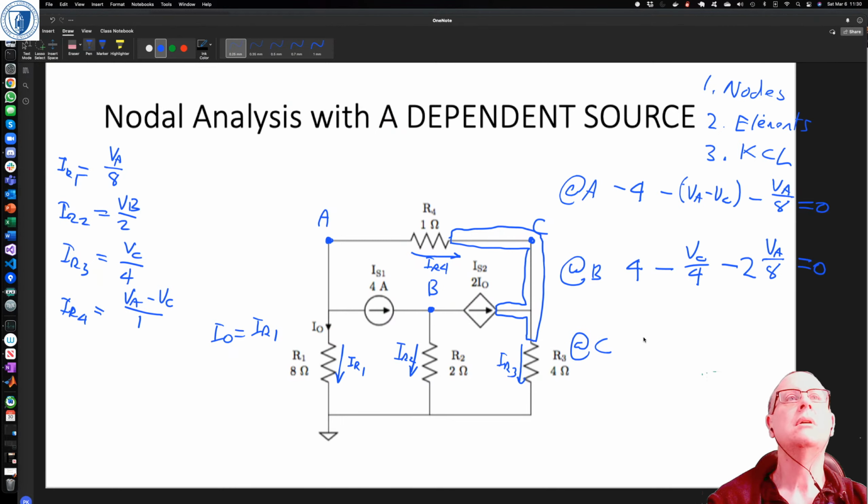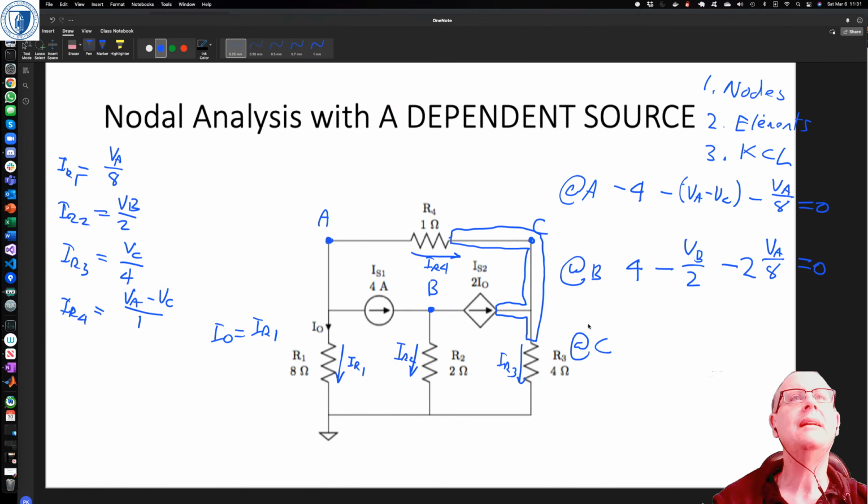I think you made a mistake. Yeah, what did I do wrong? At node B, shouldn't it be VB over 2? You are correct. Sorry about that, I don't know why I said VC on 4. That's just wrong. So IR2 is VB on 2. You're right. Thank you. It's flowing out of the node, so it's VB on 2.